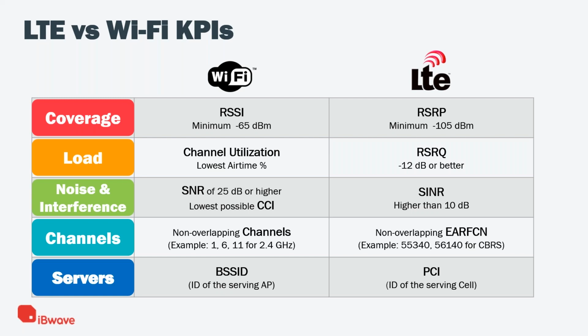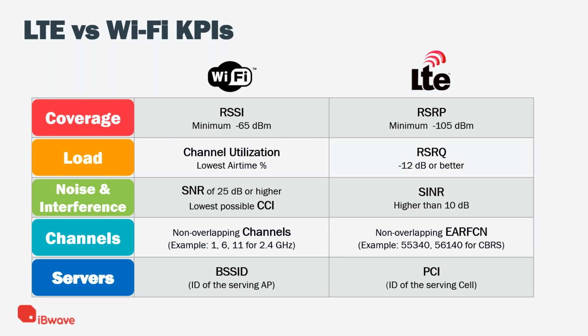Then in terms of channels, in Wi-Fi, we have just channel numbers. Like for 2.4 gigahertz, we usually want to use non-overlapping channels 1, 6, 11, to avoid interference. Obviously, if you're in 2.4, you have to reuse those 3 channels and you end up with having interference, but at least you don't have overlapping interference.